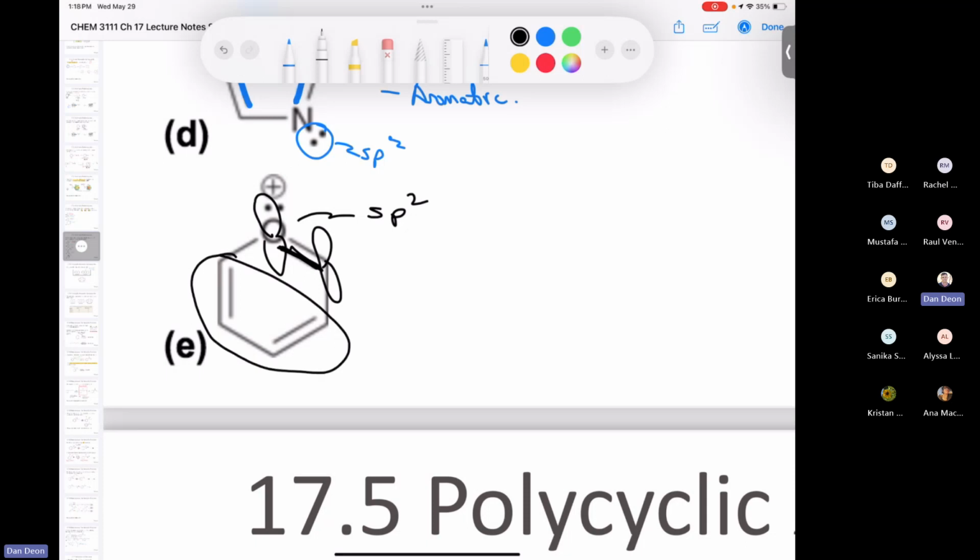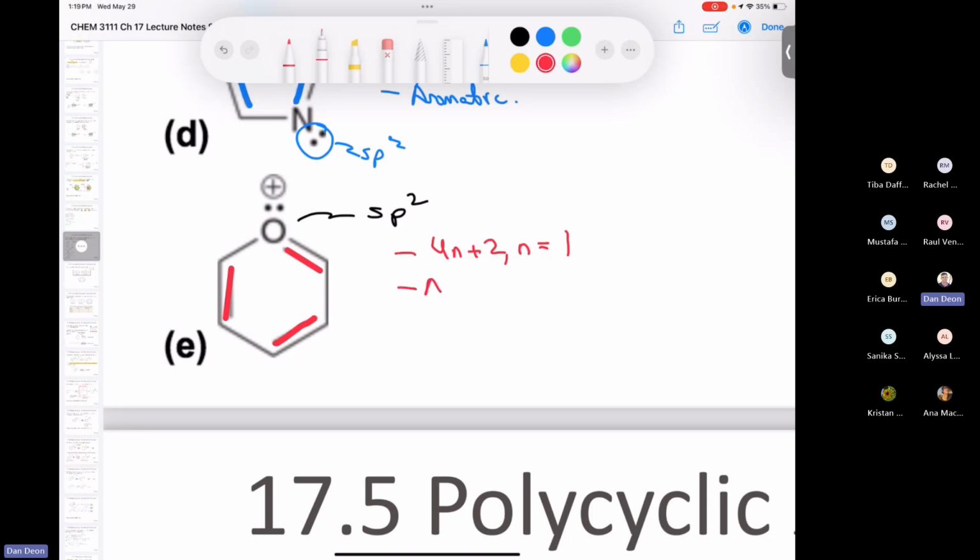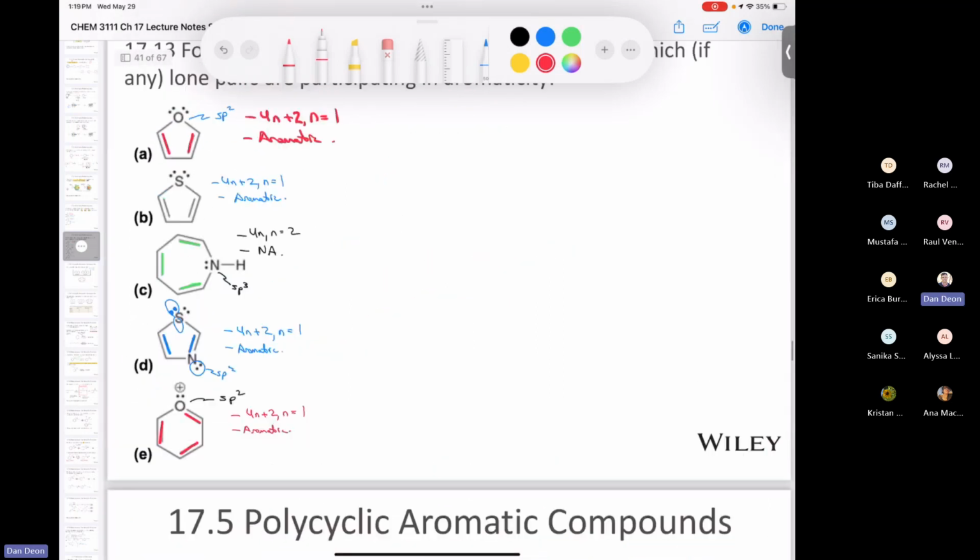Every other carbon in here is sp2 hybridized. So do we have a continuously overlapping system of p orbitals? The answer is yes. Absolutely we do. If we count up the total number of electrons involved in that ring of continuously overlapping p orbitals, 1, 2, 3, 4, 5, 6. Is that a Huckel number? Yes. It satisfies 4n plus 2 when n is equal to 1. 4 times 1 is 4, plus 2 gives you 6. And so this compound, or this cation, is aromatic. All right. There you go.